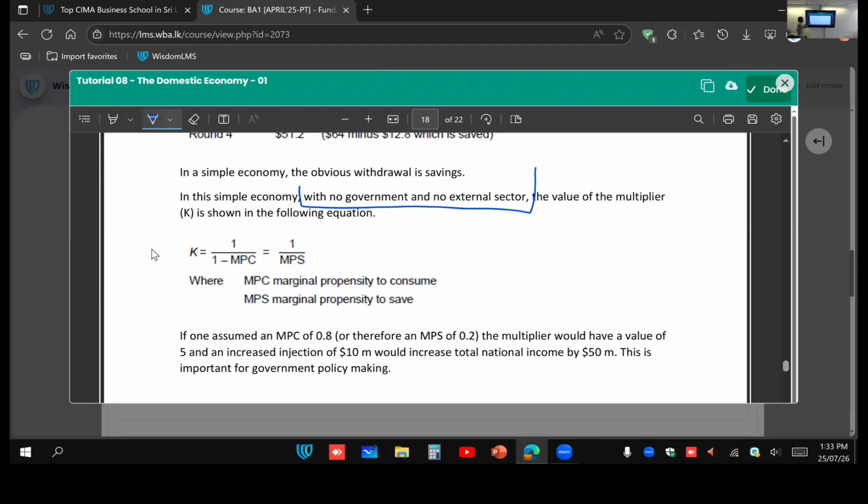Clear now? So what's the relationship? K is equal to 1 divided by 1 minus MPC.